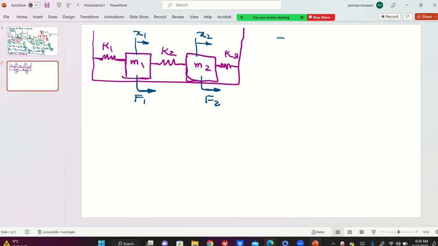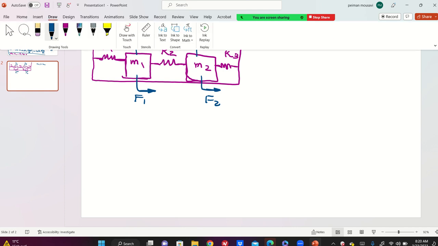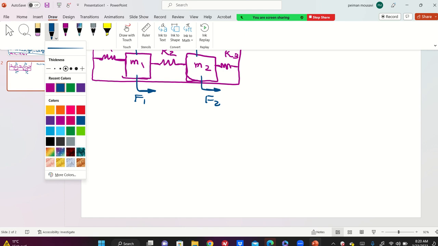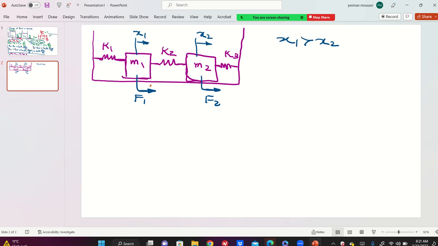So I'm assuming that the X1, just an assumption, is greater than the X2. If I do that, you're going to stretch K1, yeah, K2 and K3 is going to be compressed. That's right. So if you plot the free body diagram of this, as you have to do in dynamics always, you have to cut the system from here, and from here.